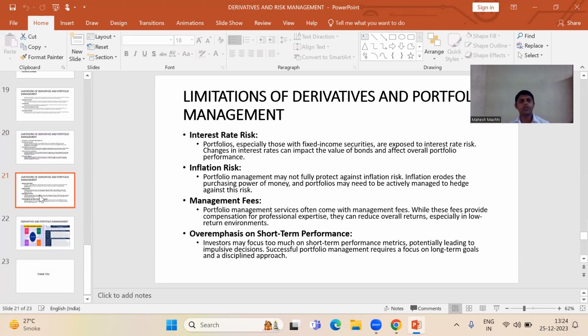Interest rate risk. Portfolios, especially those with fixed income securities, are exposed to interest rate risk. Changes in interest rates can impact the value of bonds and affect overall portfolio performance.